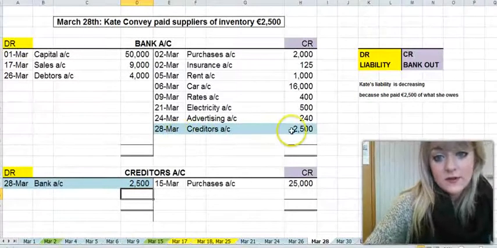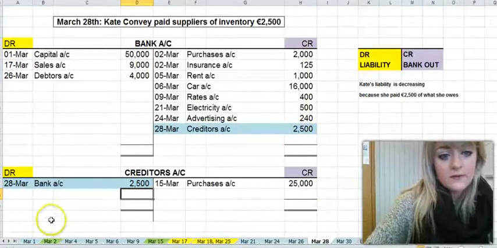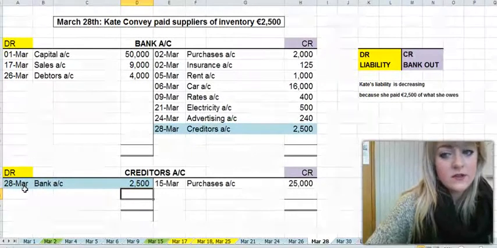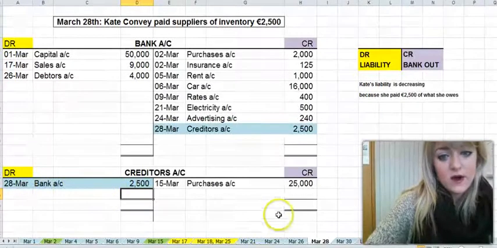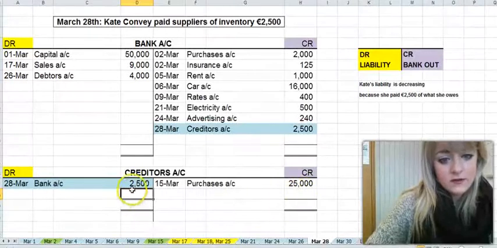So on the 28th of March, €2,500 has left the account, it's credited, and then the corresponding debit entry is the 28th of March. We debit her creditor's account, so her liability is decreasing because she's paid €2,500 of what she owes. So she doesn't owe as much as she did before. So beforehand it was €25,000 that she owed, but now it's decreased by €2,500.